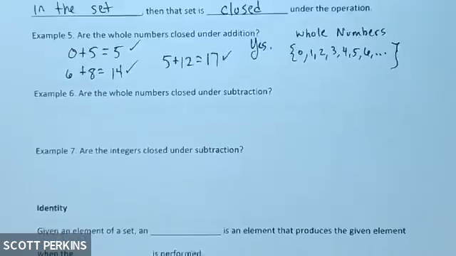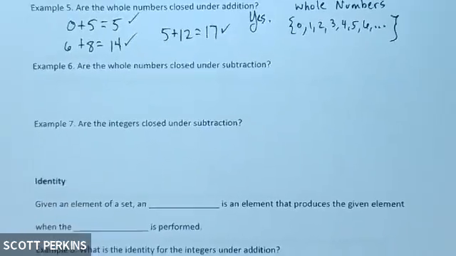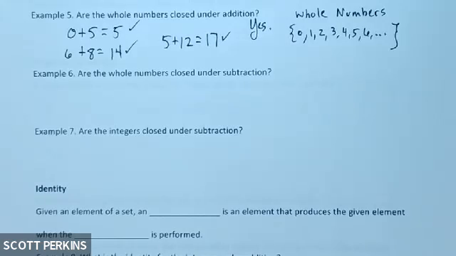Well, now I'm changing the mathematical system. In example 6, are the whole numbers, which we were just dealing with, closed under subtraction? Okay, so what I would like you to do is pick a couple pairs of whole numbers and subtract them. Am I always going to get another whole number when I subtract? And so that's going to be the question we answer in about 30 or 40 seconds.